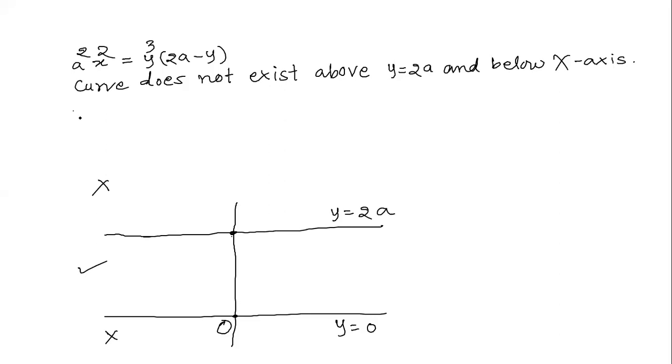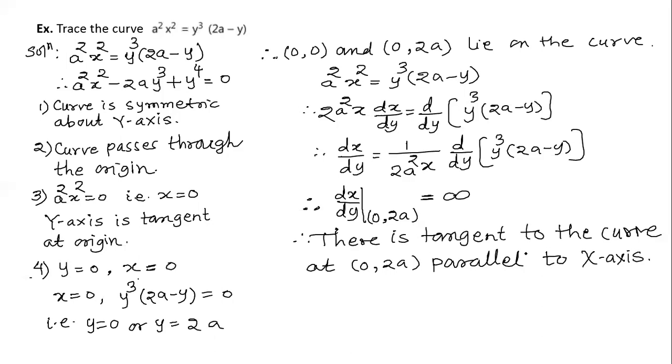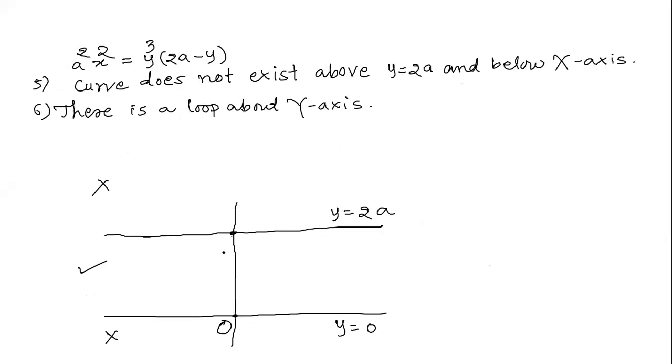Let us make it a point that here there is a loop about the y-axis. Let us go back. There is a tangent to the curve at 0 to a parallel to the x-axis. So the tangent might be from the lower end or upper end, but we know that the curve does not exist above y equal to 2a, so the tangent must be of this nature. It must be of this type.